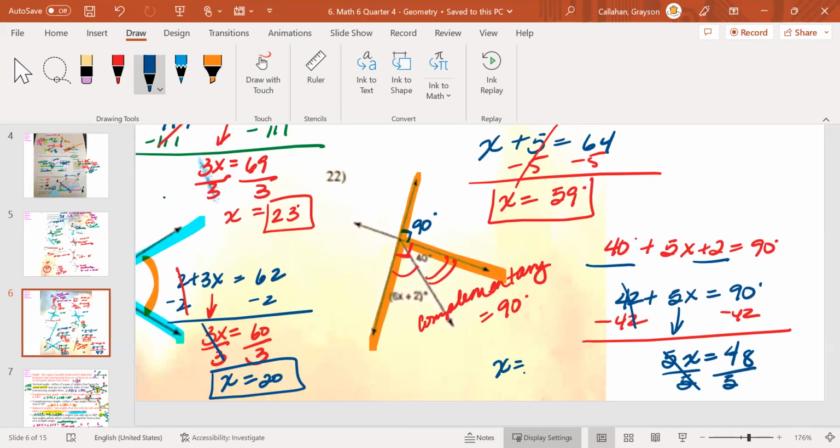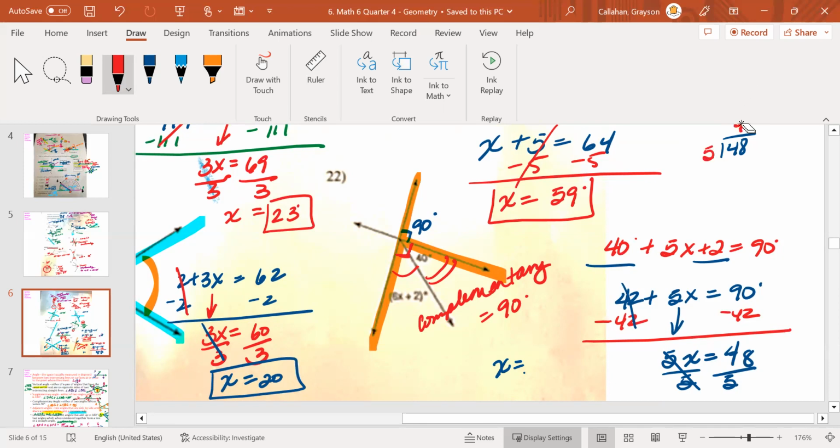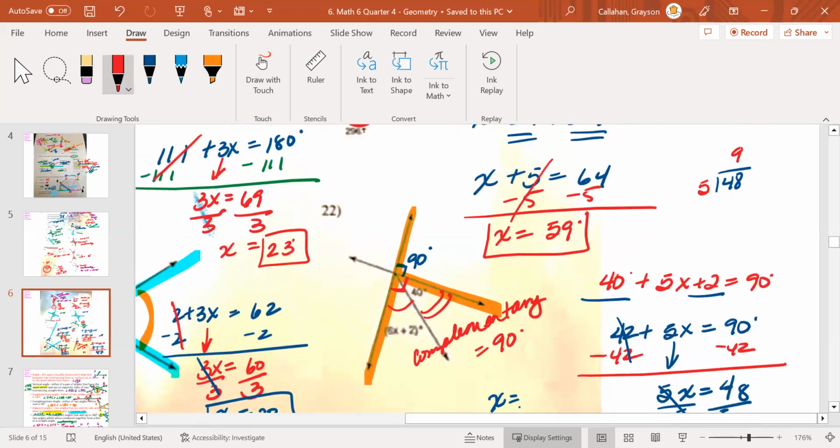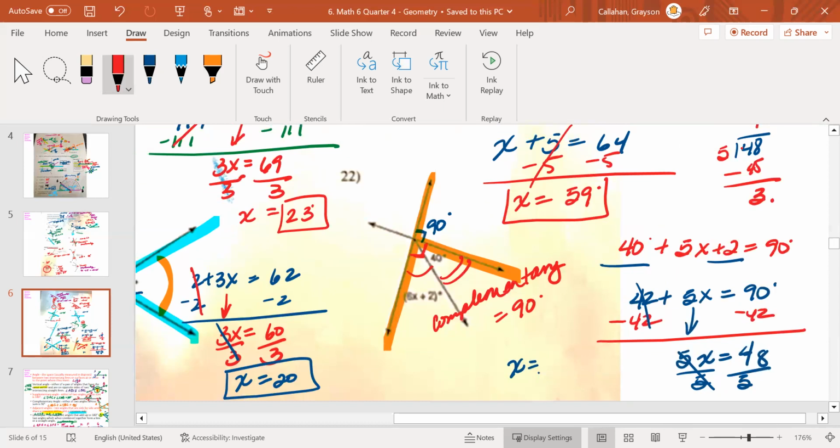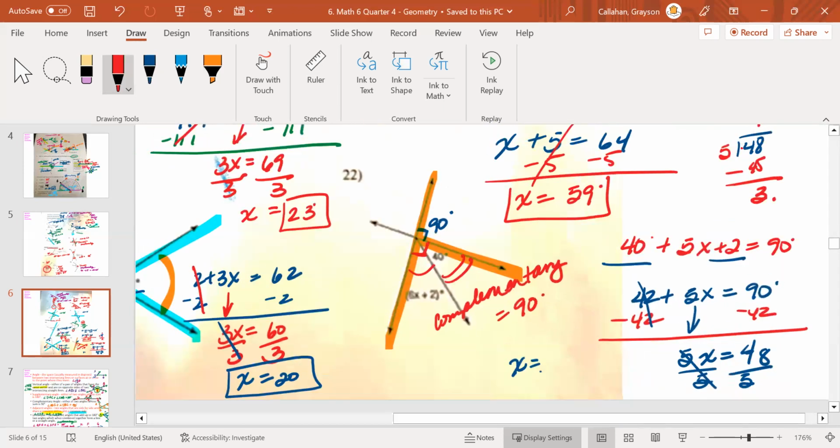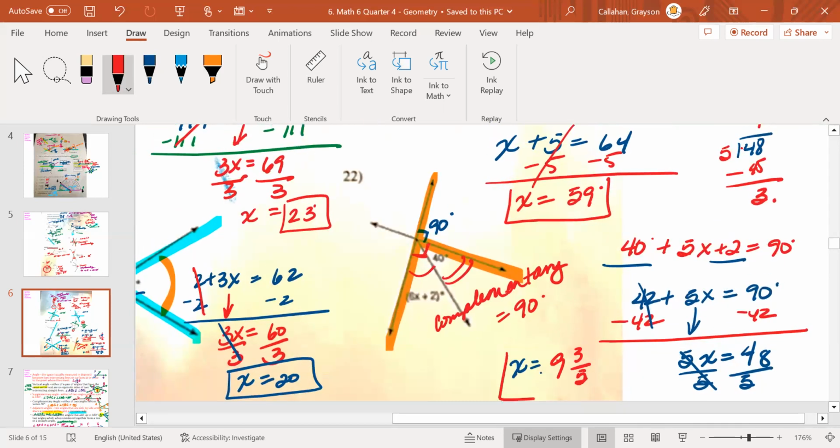X is equal to 48 over 5, which is not great because it's not a perfect whole number. So then 4 times 1. Actually, no, 5, not 4. 5 times 9 is going to be a 45. Subtract gives me 3. So my answer is 9 and 3/5. And that is my answer.